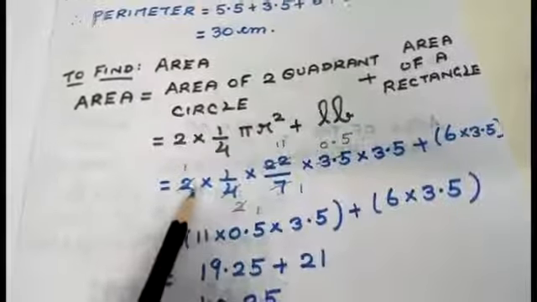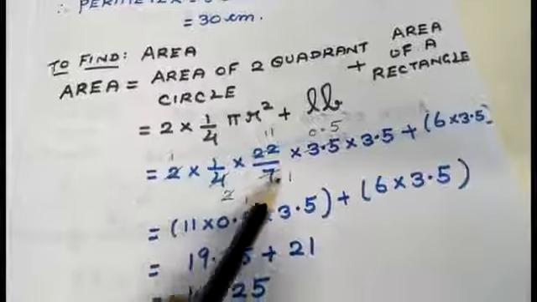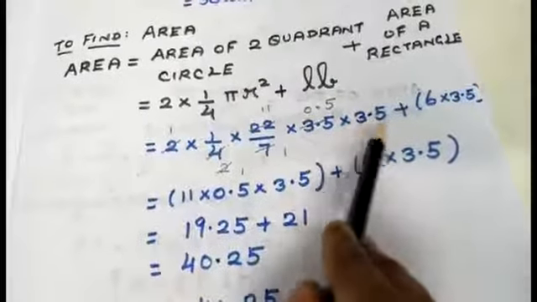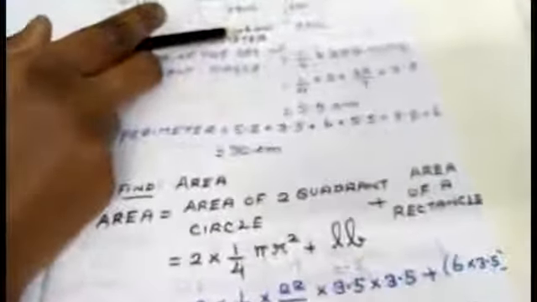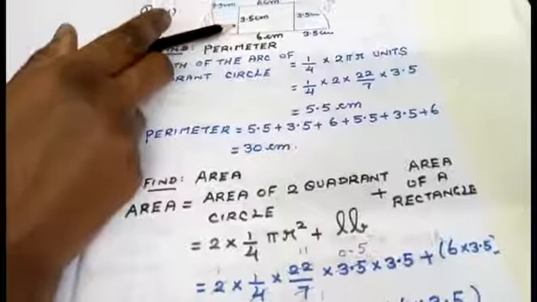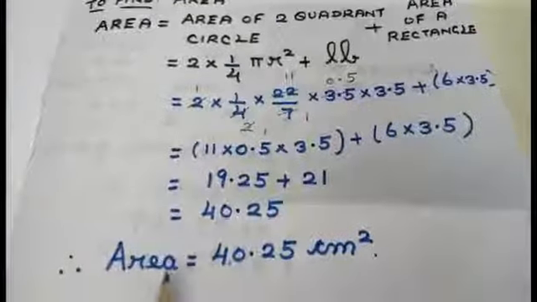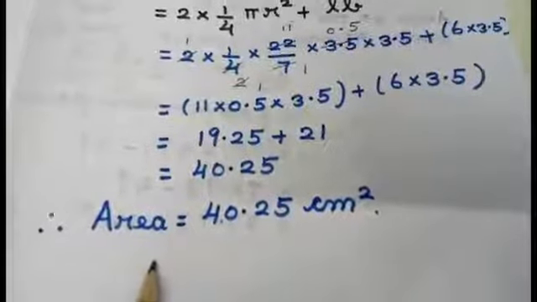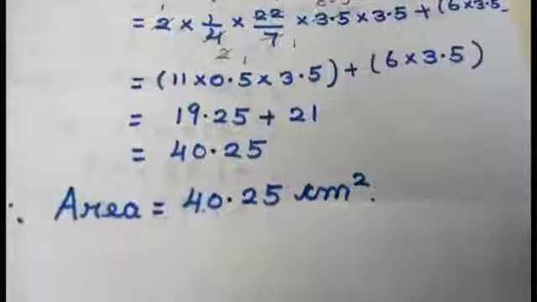So I am going to calculate like this: 2 into 1 by 4, instead of pi, 22 by 7. The radius here is 3.5, that is 3.5 into 3.5, plus length into breadth, where 6 is going to be the length and 3.5 is going to be your breadth. You are going to do the calculation, and the final answer is 40.25. The area of the given figure is 40.25 centimeter square.